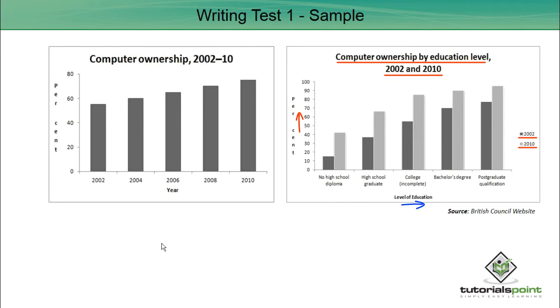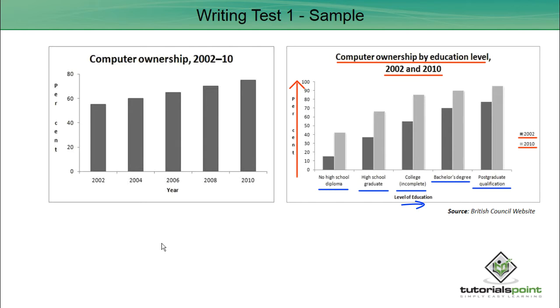Now look at the level of education. To begin with, we have no high school diploma, then comes high school graduate, then college incomplete, then we have bachelor's degree, then we have postgraduate qualification. And on the percentage side, we have percentage ranging from 0 to 100 with increments of 10. So this is about the educational level, and this is about just computer ownership. And we can see that there's a gradual increase in both the graphs.